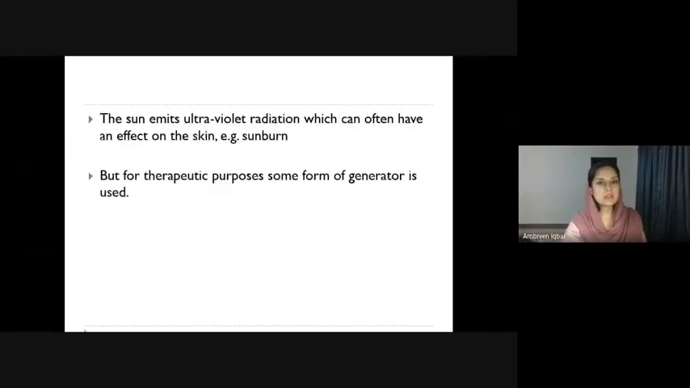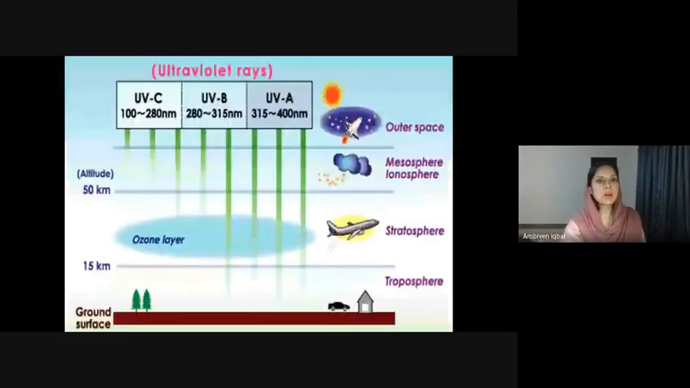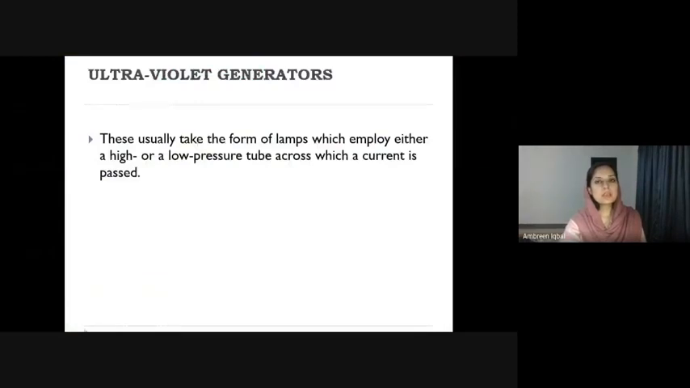The sun usually emits ultraviolet radiation, which can often have an effect on the skin, as you all know, like skin burn. But for therapeutic purposes, we have made some generators for its usage. Actually, we need to study the ultraviolet generators because the construction of an ultraviolet generator is very informative for being a physiotherapist, because when you practice, you should at least know the generation of all these lamps and all these waves from these lamps.